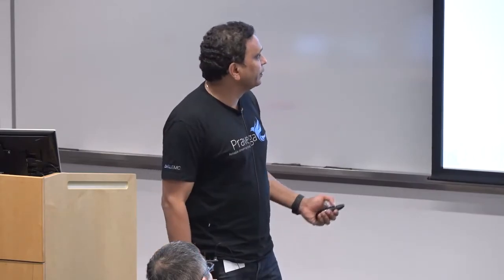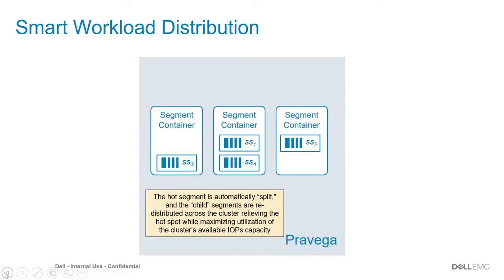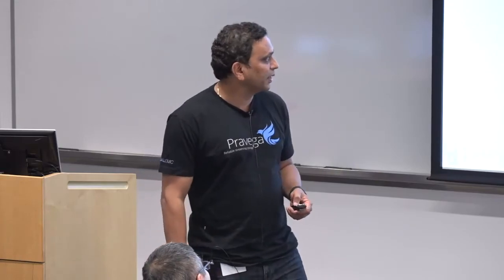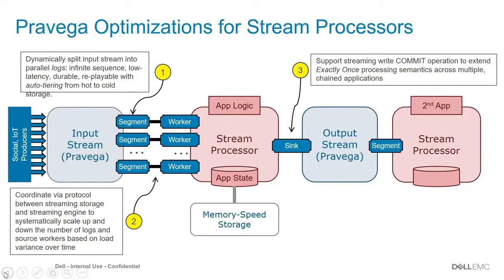In our case, though, if it gets hot, we spread it across different boxes, so you are globally optimized for all the IOPS in the cluster as opposed to a local thing. I think that's the biggest advantage you get from using a non-statically partitioned system like Pravega.